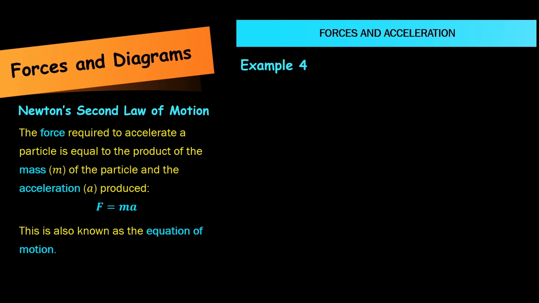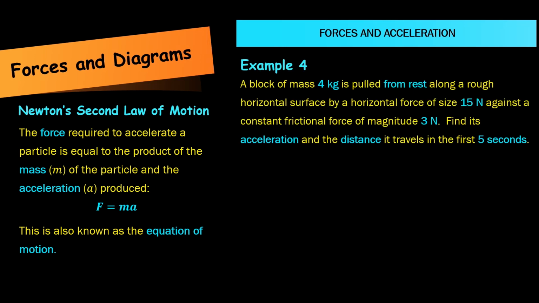Now let's take a look at the next example. A block of mass 4 kilograms is pulled from rest along a rough horizontal surface by a horizontal force of size 15 N against a constant frictional force of magnitude 3 N. Find its acceleration and the distance it travels in the first 5 seconds.